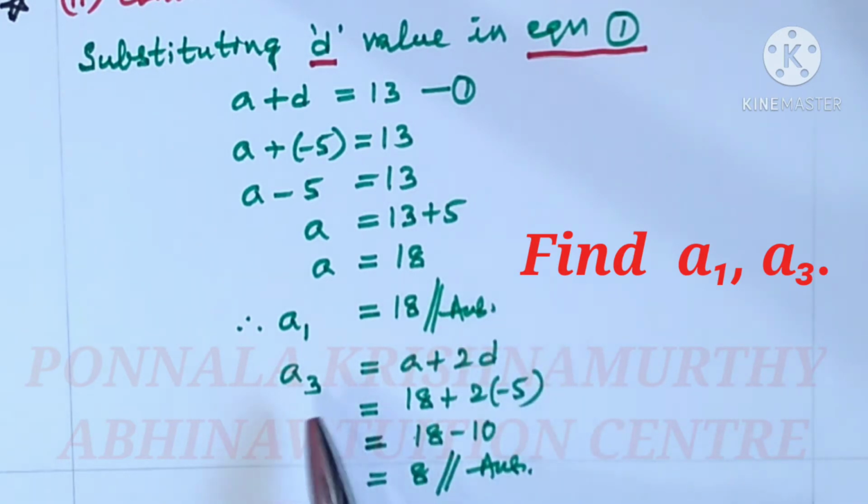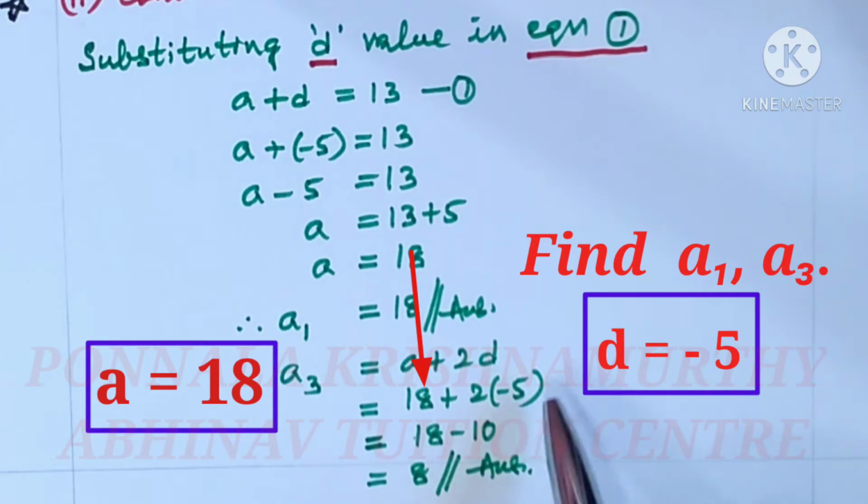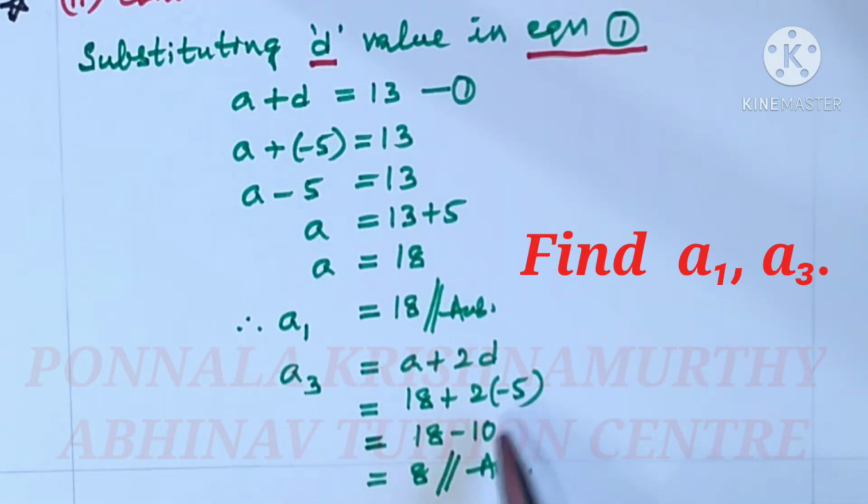Answer. And the third term A3 is equal to A plus 3 minus 1 into D, that is 2D. Then in place of A, we substitute this 18 plus 2 into D is nothing but minus 5. We must put brackets here. That is equal to 18 plus into minus, minus 2 5 is 10. That is equal to 18 minus 10 is 8. So A3 equal to 8. Answer.